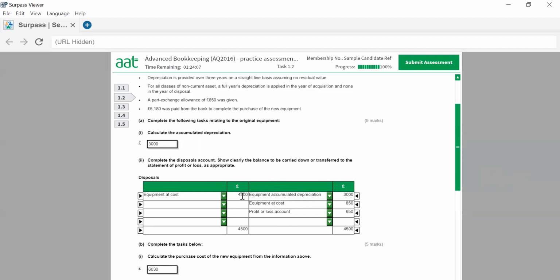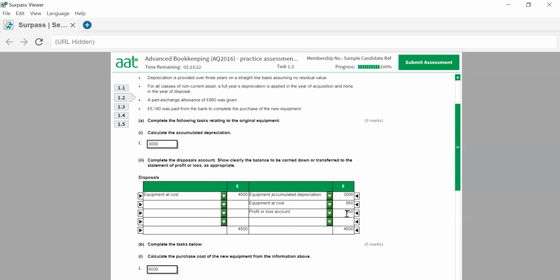So the equipment cost us 4,500, with the cumulative depreciation of £3,000, which is 1,500 left. That was what was left. And then we've got the part exchange of 850 towards it, which means that we've basically lost £650. So that's the loss on disposal. Let me just show you. You've got 4,500 as the cost, but then you've only got 3,850, haven't you? So the cumulative depreciation plus the 850 is 3,850, which means that you've got a loss of 650.